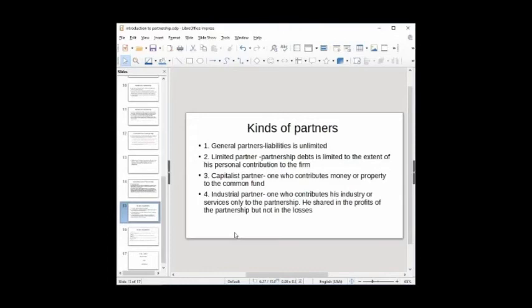While a capitalist partner is one who contributes money or property to the common fund. That means they are the partners who contribute money to the partnership. And number 4 is the industrial partner, one who contributes his industry or services to the partnership. He shares in the profits of the partnership, but not in the losses.